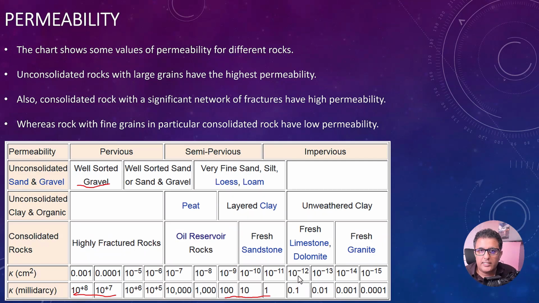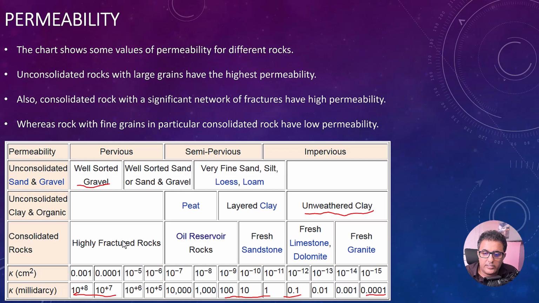The finest particle belongs to clay, and if we have unweathered clay, the permeability may vary from 0.1 to 0.0001 millidarcy. In that range, we may consider the clay to be impermeable. So what you notice here is that rock with larger grains has higher permeability, in particular if the rock is not consolidated.